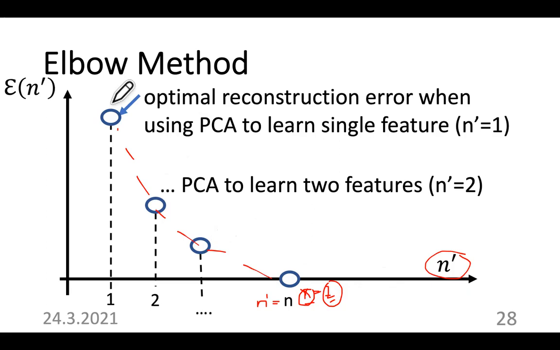And sometimes we might be lucky and this dependence will look like this. So there will be a steep decrease in the beginning, but then it will flatten out. And then we might choose this number of features in this kind of knee or elbow, after which this decrease becomes smaller. So even if we use more learned features, we cannot reduce the reconstruction error significantly more. So this might be a useful strategy for choosing the number of features.